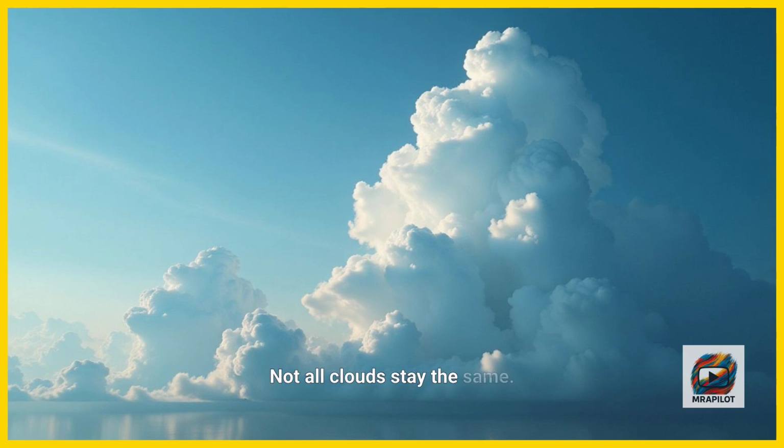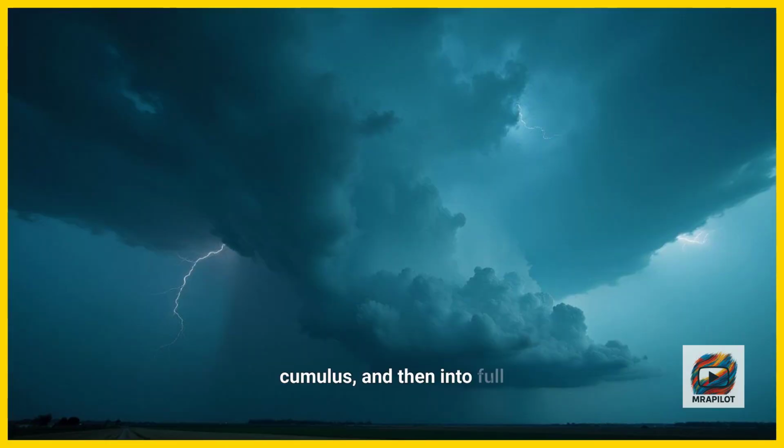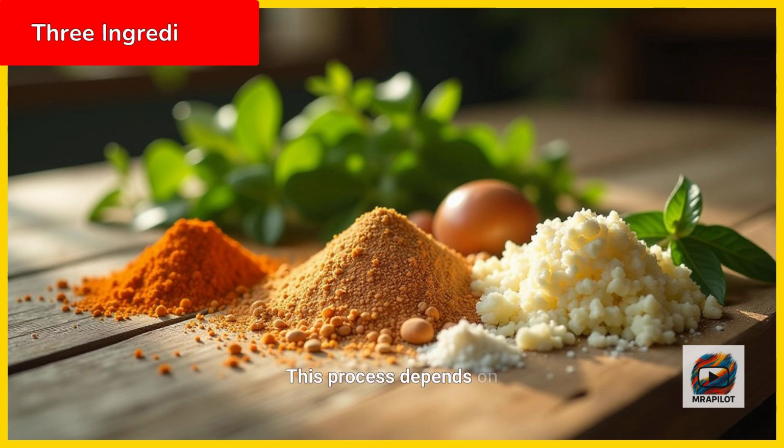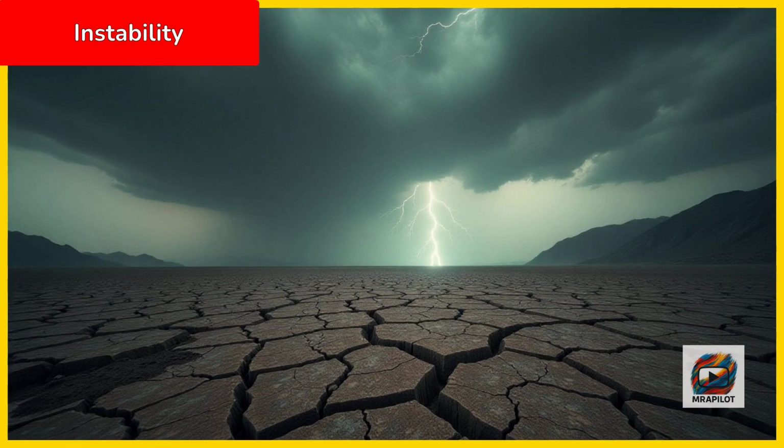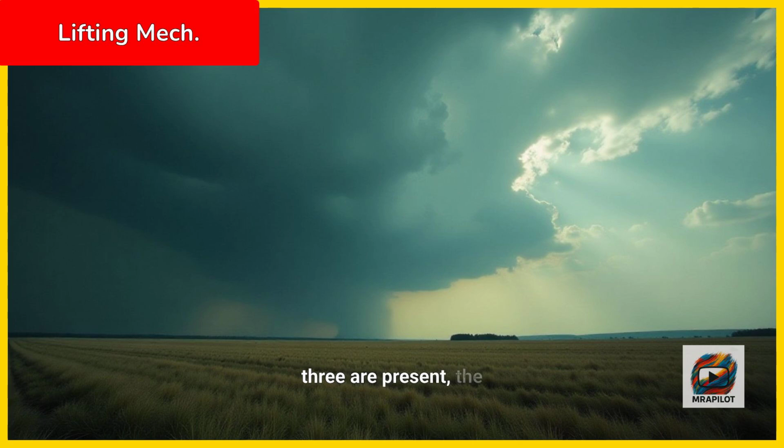Not all clouds stay the same. Cumulus clouds can evolve into towering cumulus, and then into full cumulonimbus, the thunderstorm cloud. This process depends on three ingredients: moisture, instability, and a lifting mechanism. When all three are present, the atmosphere becomes unstable, and vertical development kicks in.